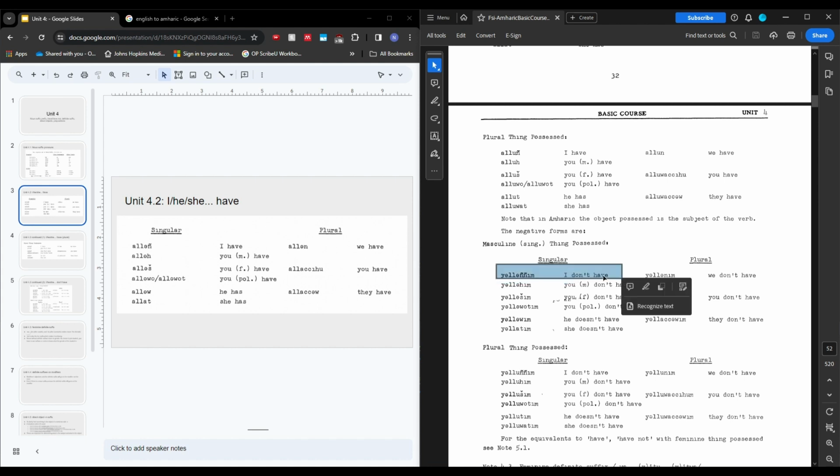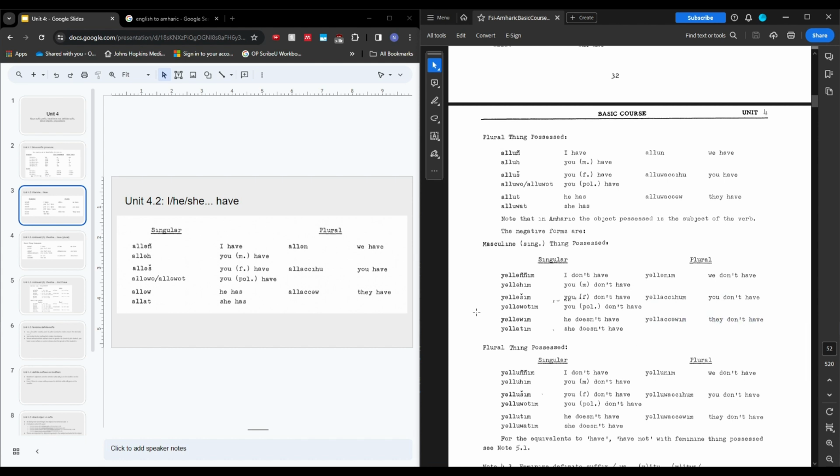So yellinim is I don't have, yellihim, you male don't have, yellishim, you female don't have. Skipping the respectful tense. Yelluwim is he doesn't have, and yallatim is she doesn't have. Yellinim is we don't have, yallachuhum, y'all don't have. This is supposed to be plural again. Yallachoim is they don't have.